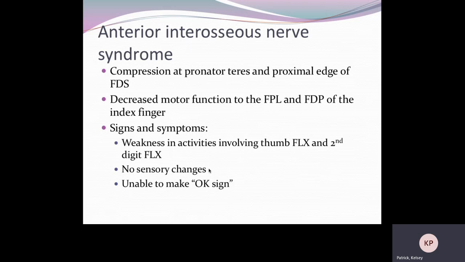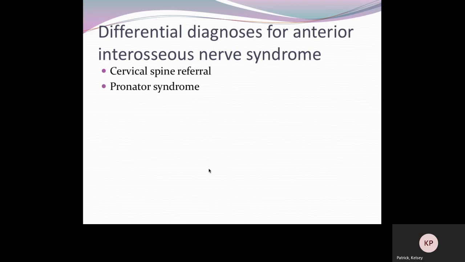Anterior interosseous nerve syndrome occurs when the median nerve is compressed at the pronator teres and proximal edge of the FDS. You will typically see weakness in the FPL and FDP of the index finger. These patients will report no changes in sensation, but weakness in activities involving thumb flexion and second digit flexion. Therefore, they will be unable to make the OK sign. The top differential diagnoses for anterior interosseous nerve syndrome are cervical spine referral and pronator syndrome.